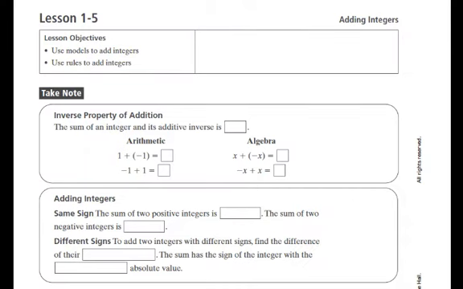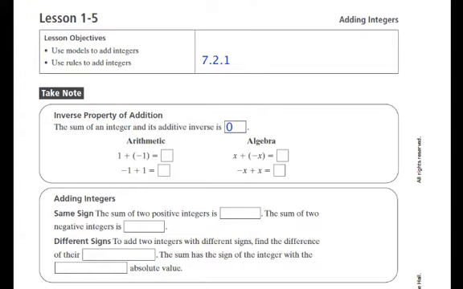Today's lesson is adding integers. The Indiana Academic Standard is 7.2.1 because we're adding integers. A property for today is inverse property of addition. The sum of an integer and its additive inverse is 0.